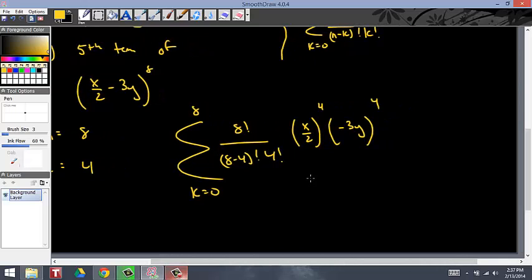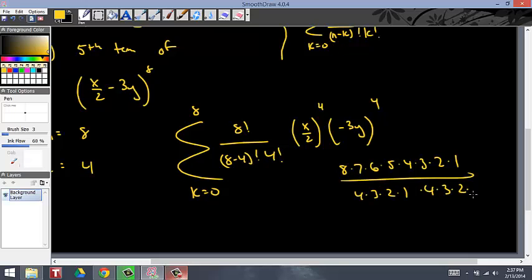Okay, let's figure out the coefficient here. That's going to be 8 times 7 times 6, 5, 4, 3, 2, 1, all over 4, 3, 2, 1, 4, 3, 2, 1. Gone, gone. 4 times 2 is 8. 6 and 3 are going to cancel. I get a 2. 7 times 2 times 5, that is 35 times 2, that is 70.